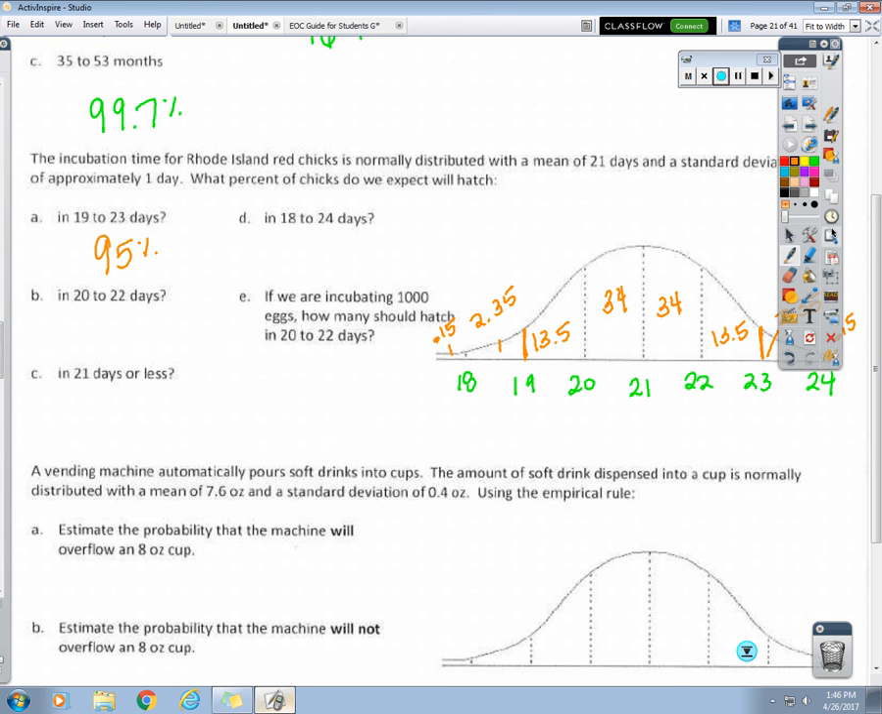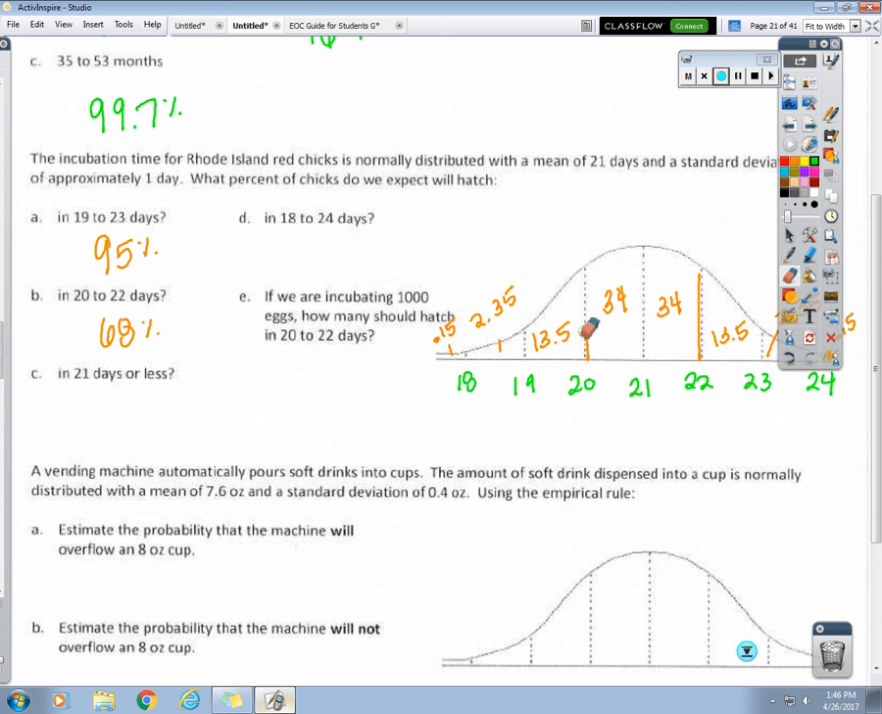Okay, so then for the next question, I'm going to try to slow down a little because I know some people are confused. Okay? The next one asks between 20 and 22 days. Well, wouldn't that be from this line to this line? And those two sections add up to what? 68%.